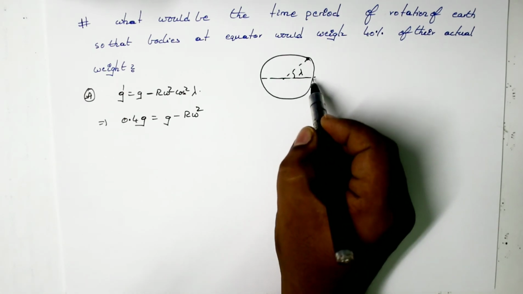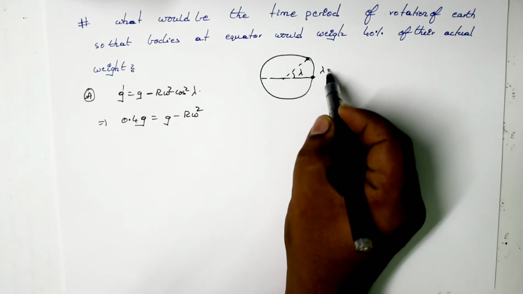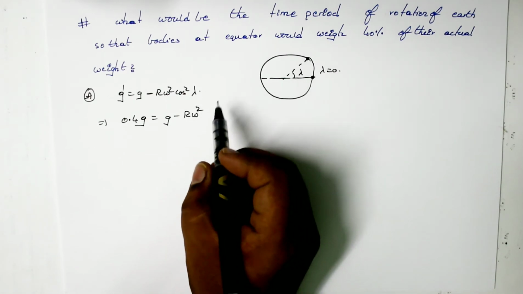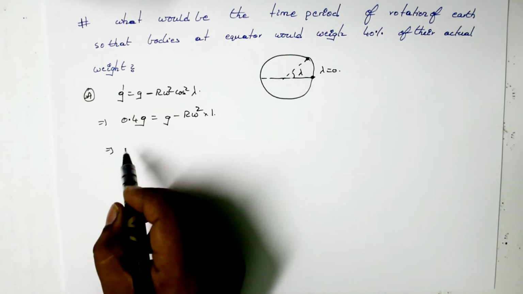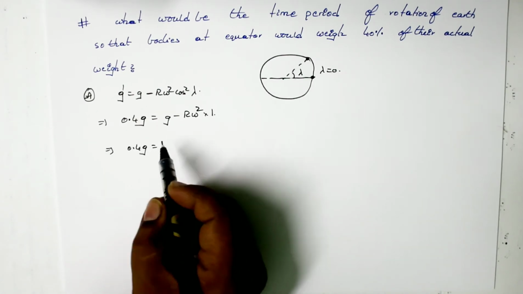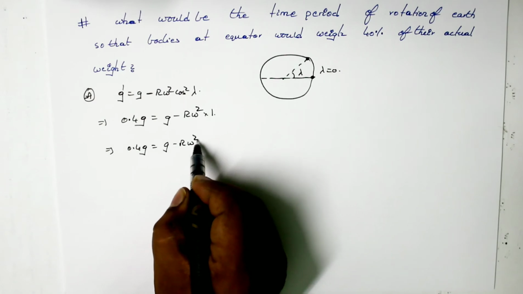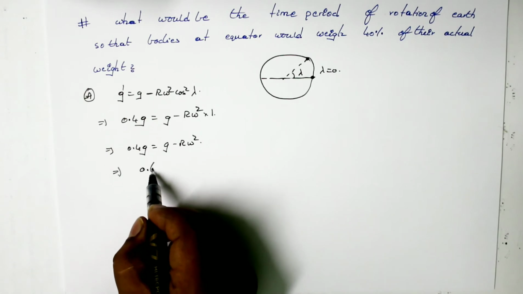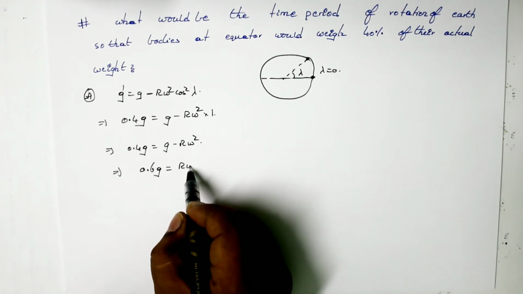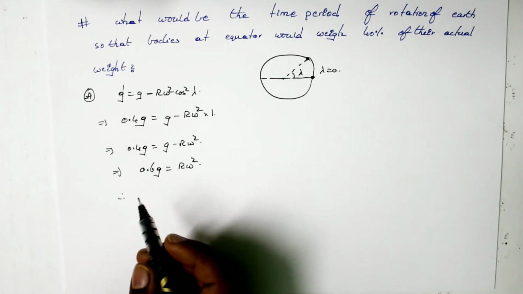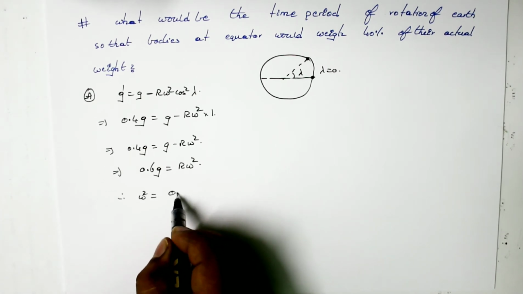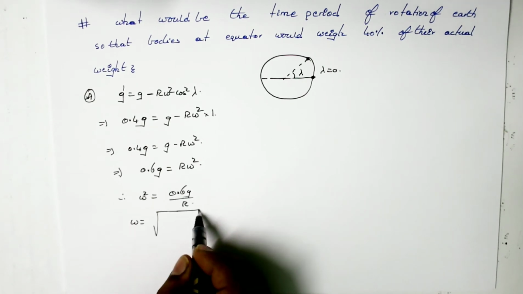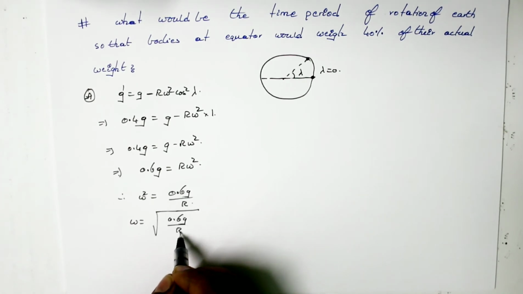Now he is asking about the position at the equator. At the equator, lambda value is 0, so cos lambda is cos 0, which is 1, and cos square lambda is also 1. Therefore 0.4 g is equal to g minus r omega square. So I can write 0.6 g is equal to r omega square. Therefore omega square is equal to 0.6 g divided by r, so omega is equal to the square root of 0.6 g divided by r.